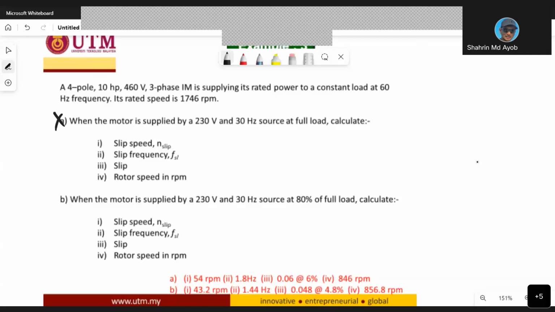So, you can try when the motor is supplied by 230 volt, 30 hertz, but with the constant load. Okay, sorry, this one is the constant load. Different, so we do it too. Let's do this A. Because this one is the constant load. Previously it was quadratic, this one is constant. So calculate the slip speed. Try doing it first. It's easy.